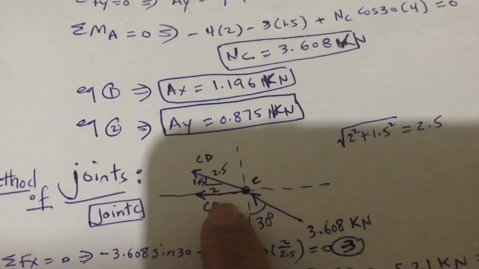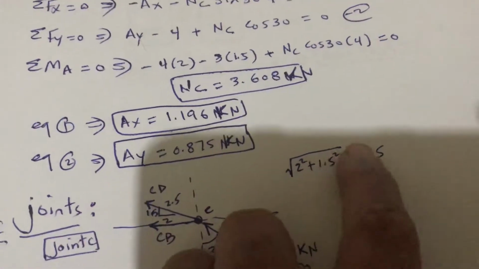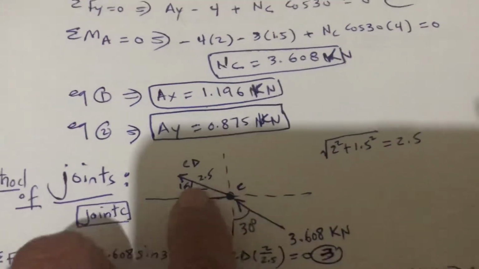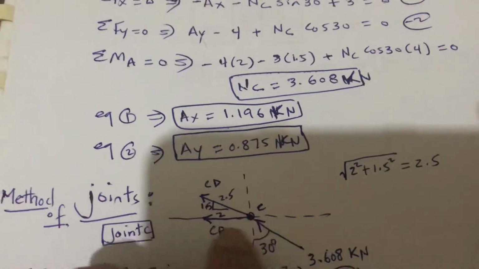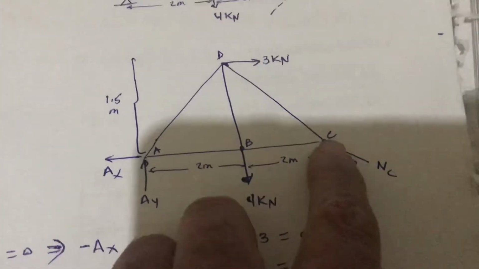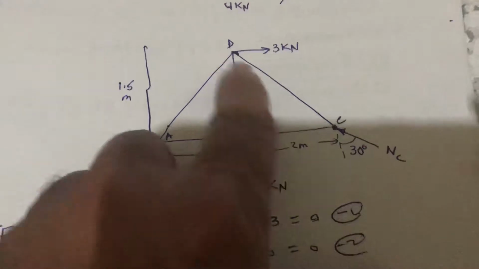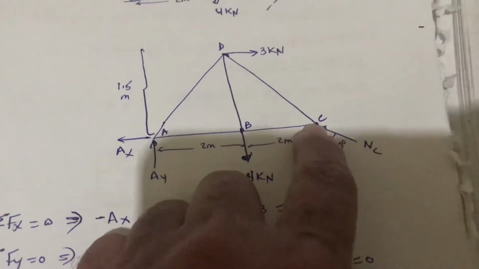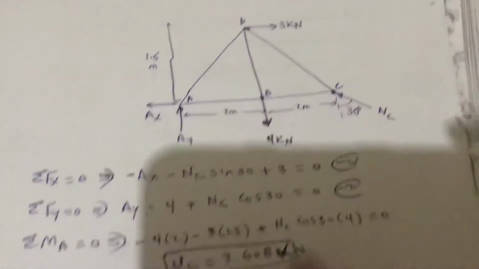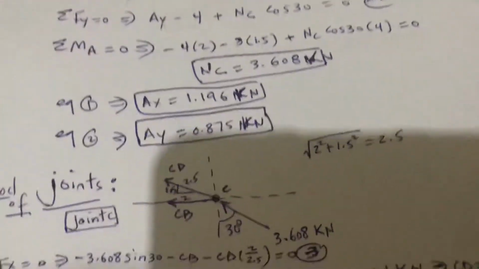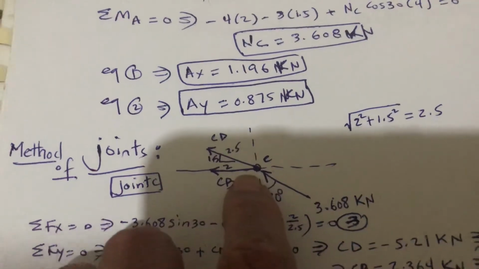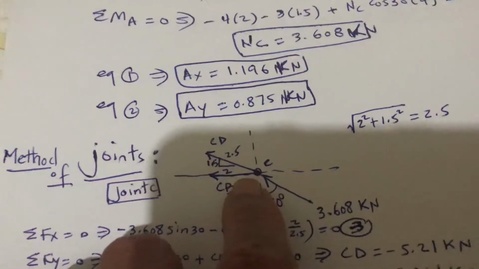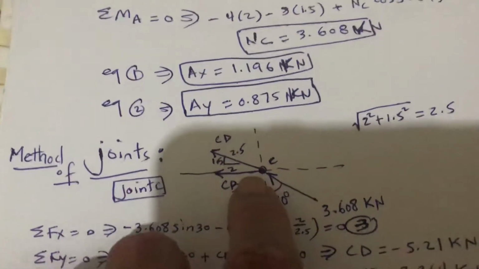2, 1.5. And of course, 2 square plus 1.5 square, all under the square root. This is 2.5. And this is CD. And of course, we have another force, CB. So CB, CD, and the reaction at C. These are the only 3 forces at joint C. If you take a joint, the only thing you take into consideration is summation of forces, no moment. So in a joint, you take only summation of forces.